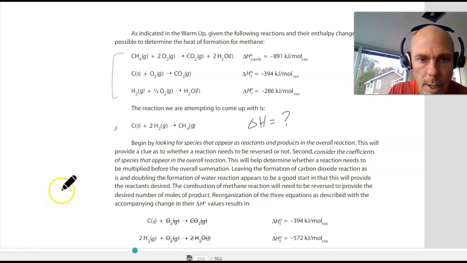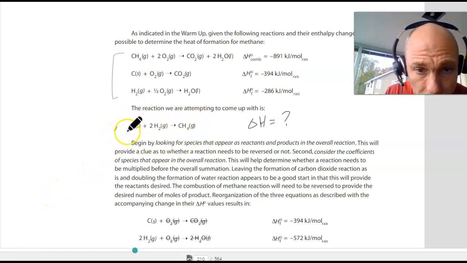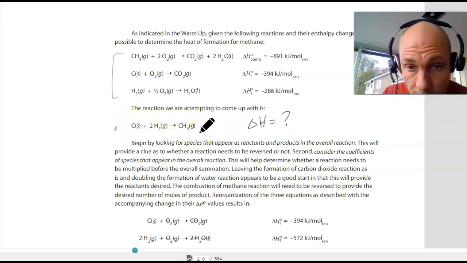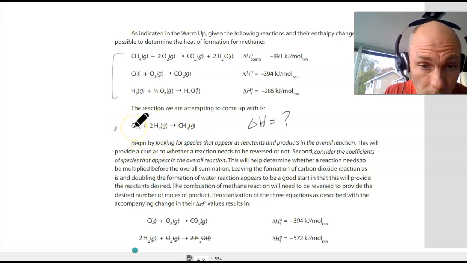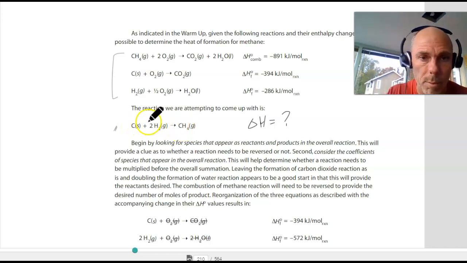So here's how I approach a Hess law problem. I look first at the overall reaction, whose delta H it is I'm trying to figure out. This is the one down here. And I start on the reactant side and say to myself, okay, I need carbon on the reactant side and hydrogen on the reactant side, and then I need methane on the product side.